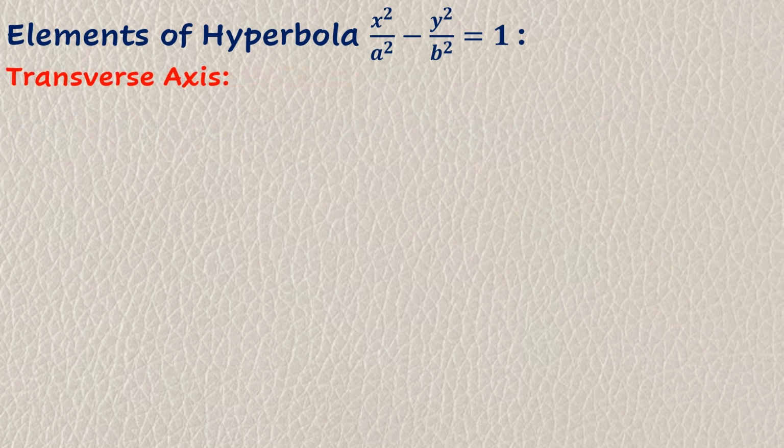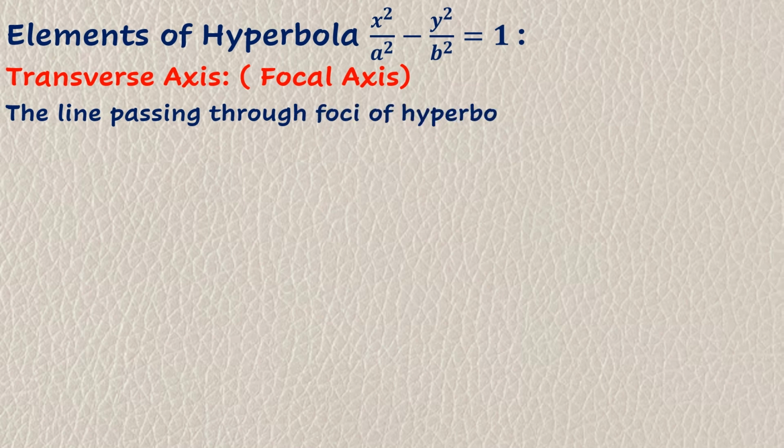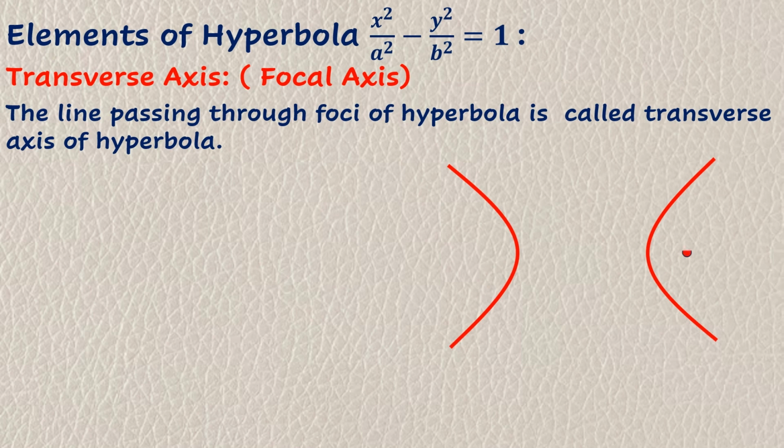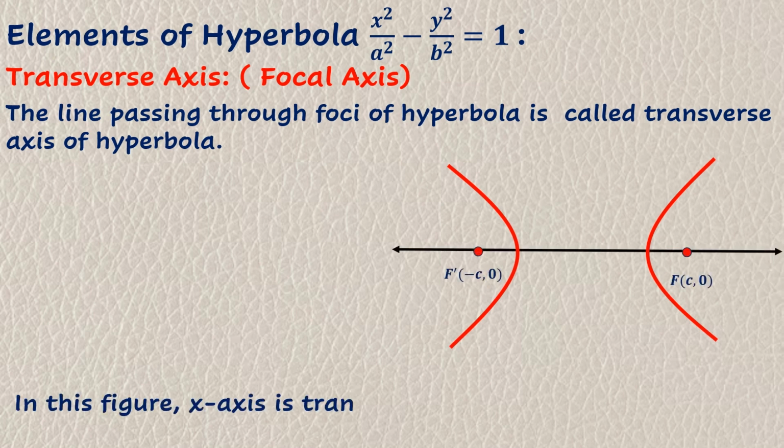Transverse axis or focal axis of standard hyperbola. The line passing through foci of hyperbola is called transverse axis of hyperbola. In this figure, x-axis is the transverse axis of hyperbola.